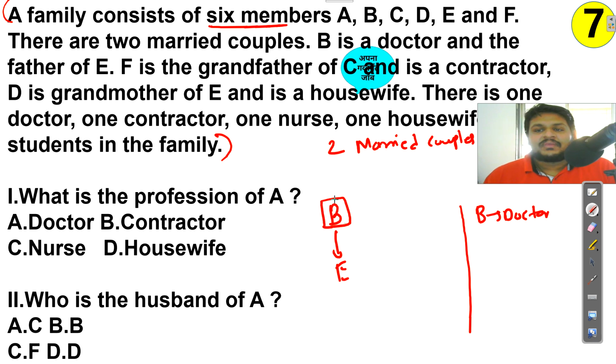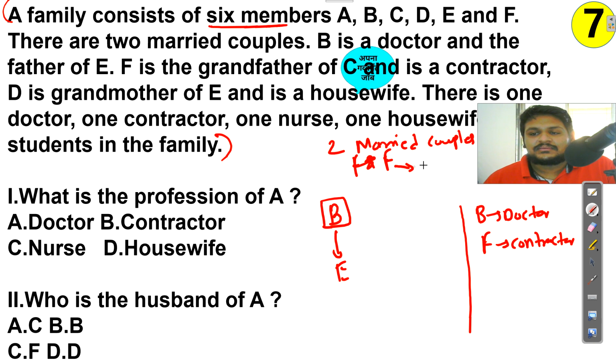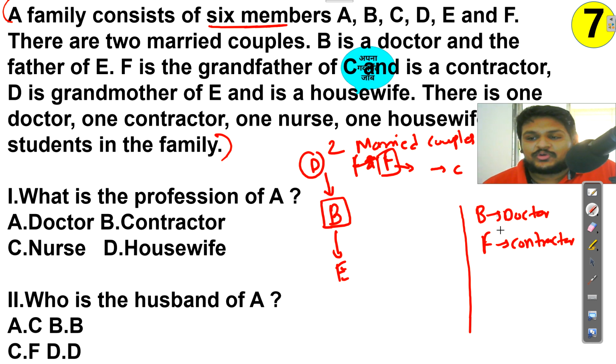F is the grandmother of C and is a contractor. Okay, so F is a contractor. I will not use it for now. F is a grandmother, so F like this. 2 generation gap, right? Grandfather of C. D is the grandmother of E. Yes, it is given. Okay, E is here, so I can write like this. D is the grandmother of E and is a housewife. Okay, so D is a housewife.